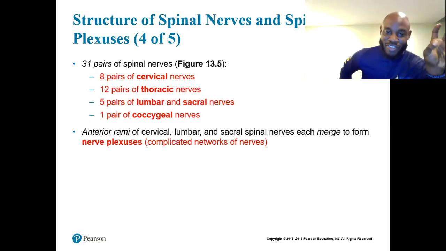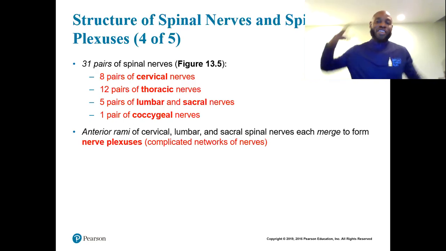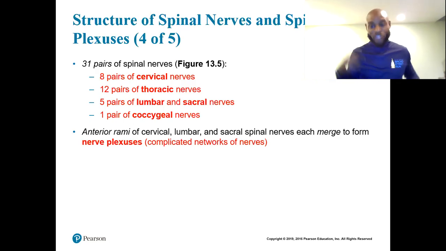So 8 cervical nerves, think of the neck. 12 pairs of thoracic, think of the chest, that region where your heart and lungs are. 5 pairs of lumbar, lower back, and 5 pairs of sacral nerves. So you have 5 in the lumbar and 5 in the sacral region. So 8 plus 12 is 20, plus 5 lumbar, 25, plus 5 sacral, 30, and then 1 coccygeal. Okay, so your professor was right. All right, so that's how we divide the spinal nerves going down the spine.